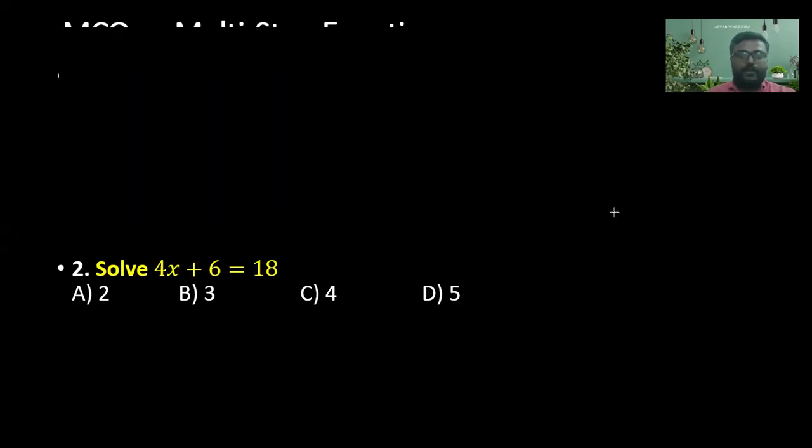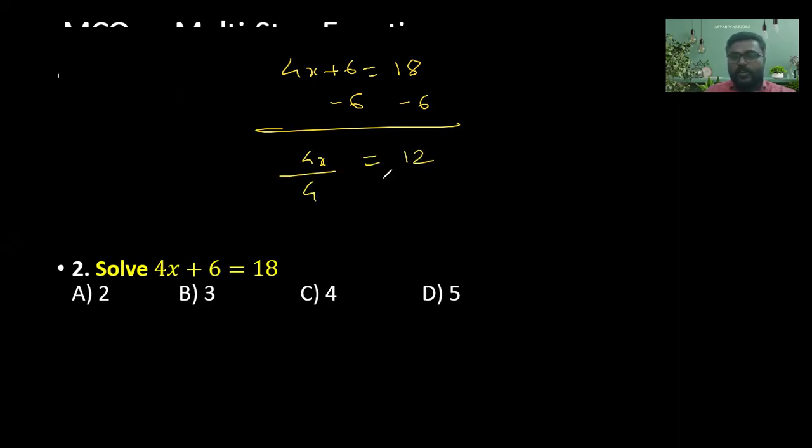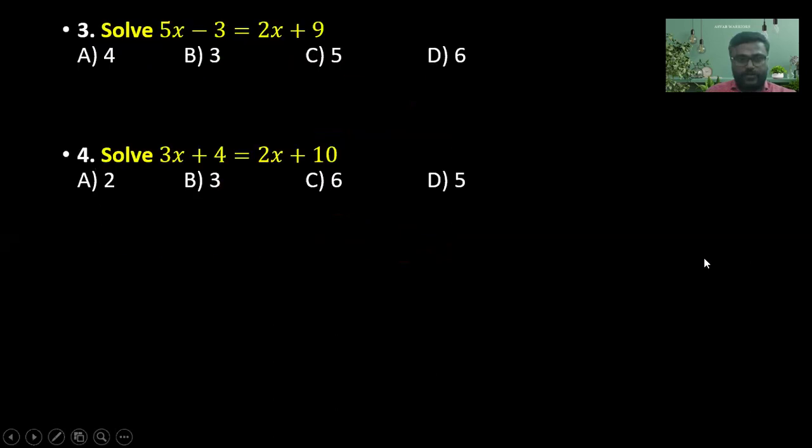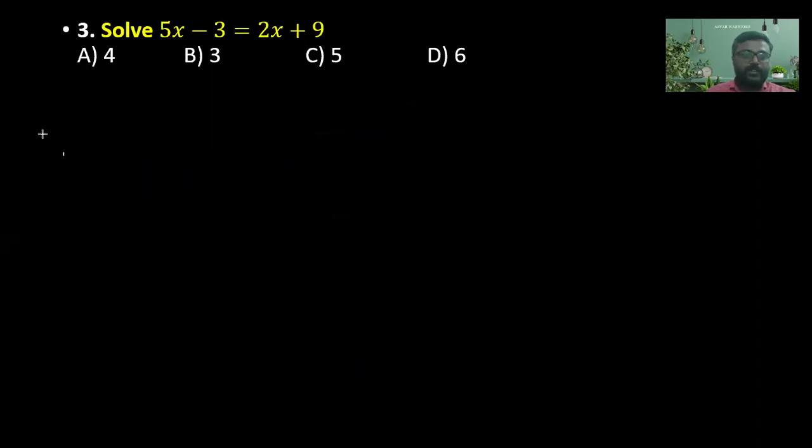Now, let's try to solve this question. Here we have 4x plus 6 is equal to 18. This is easy peasy lemon squeezy. Subtract 6 from both the ends. So you have 4x equals 12. Divide both the sides by 4. You have x equals 3. Okay, let's move on to the next question. Now here we go. If you know the answer, you can just put that into the chat box.